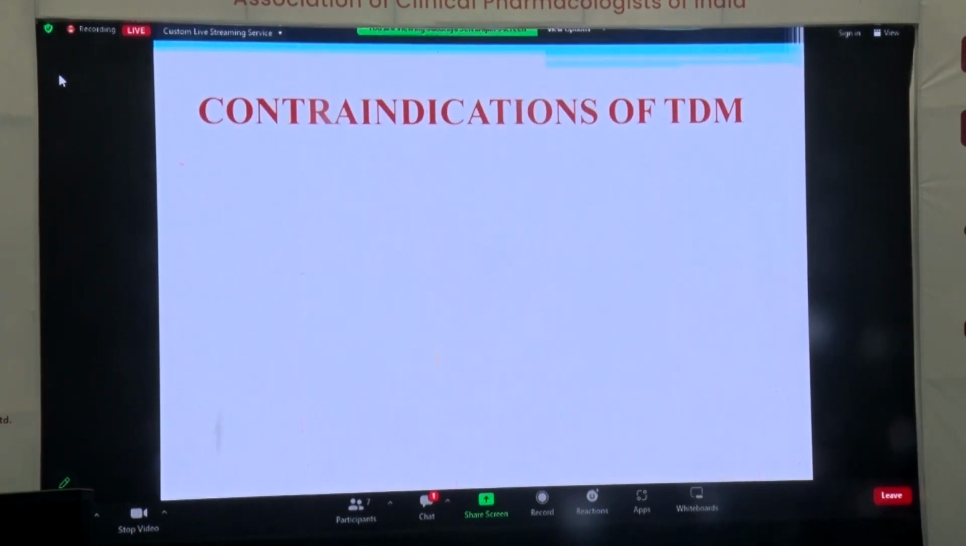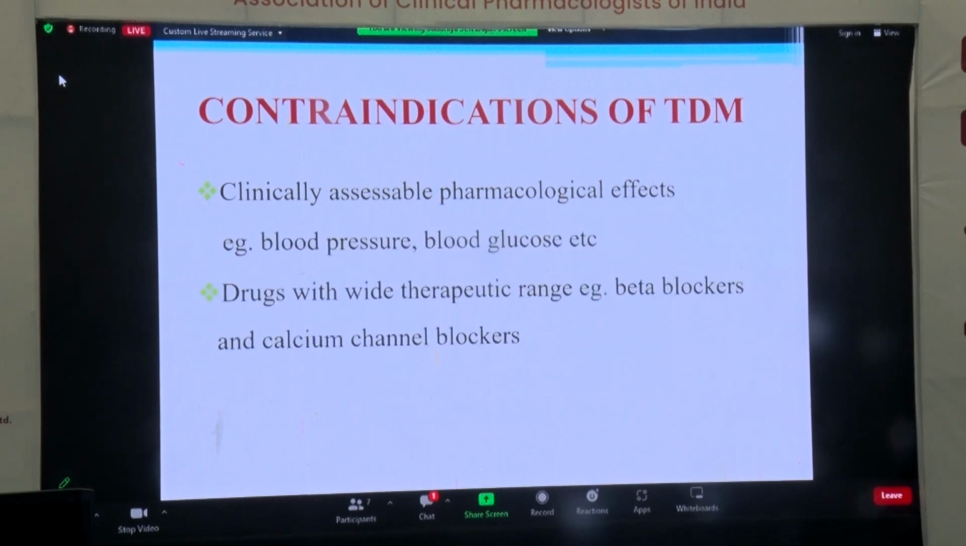Okay, so far I have been telling so much about the indications for TDM, what are the applications of TDM. So what are the contraindications for TDM? It's just the opposite of the indications for TDM. So if we have a measurable clinical endpoint, then we don't have to do TDM. For example, antihypertensive drugs or anti-diabetic drugs, where we can give the drug and measure its effect by recording the blood pressure or by measuring the blood glucose level, there we don't have to do TDM.